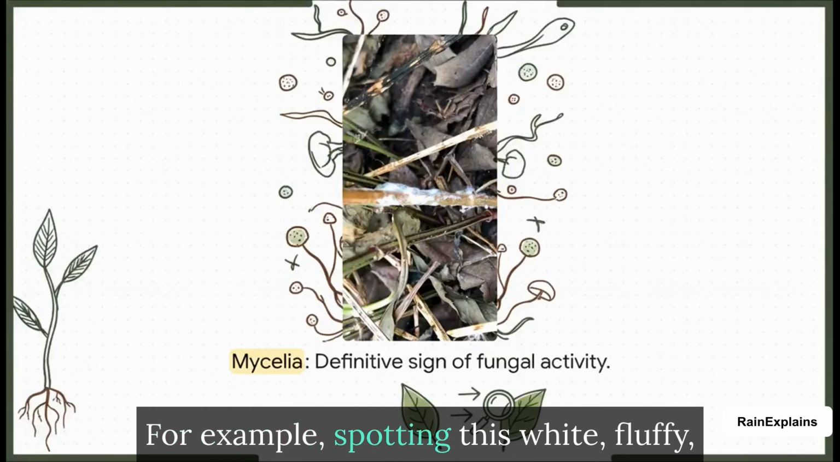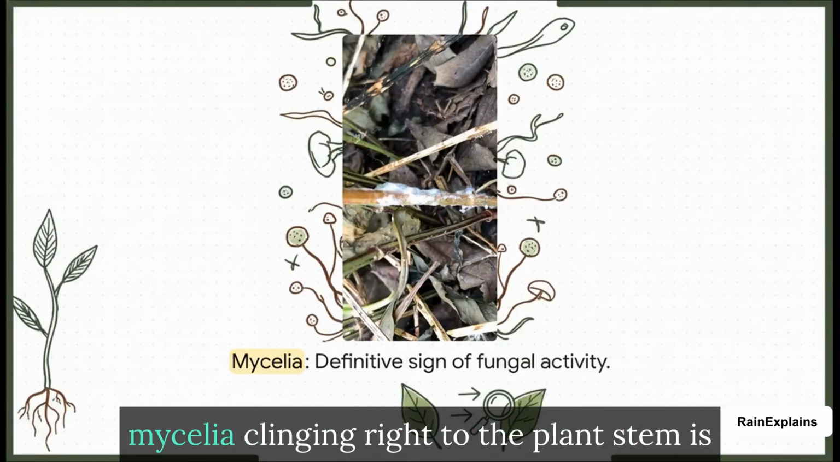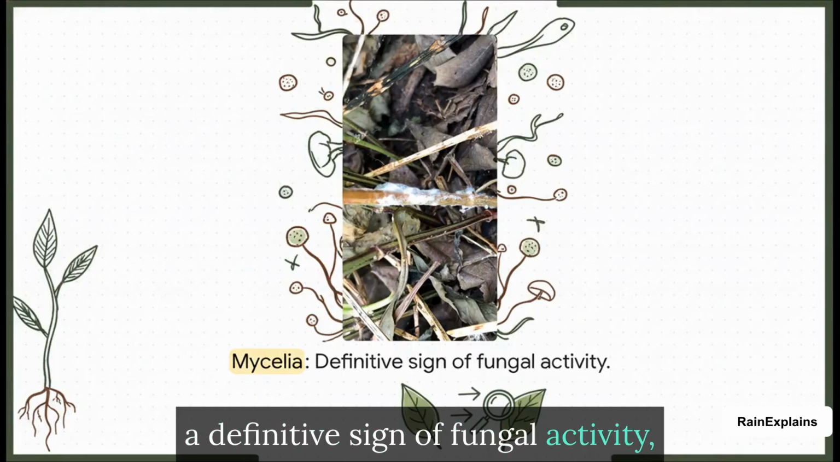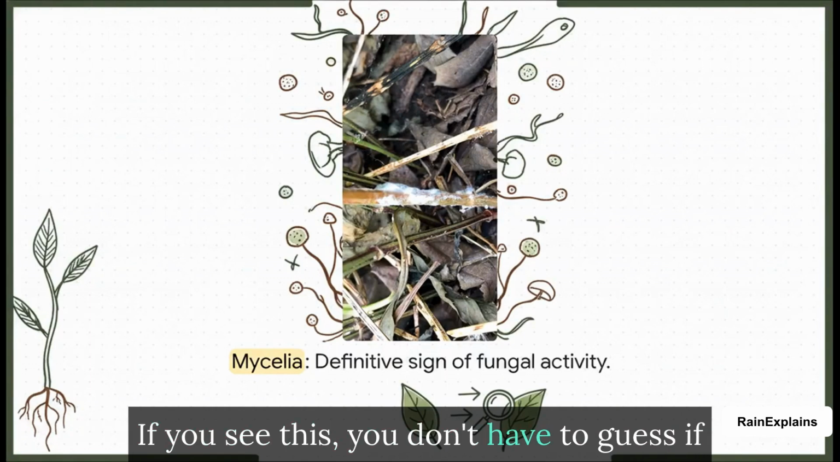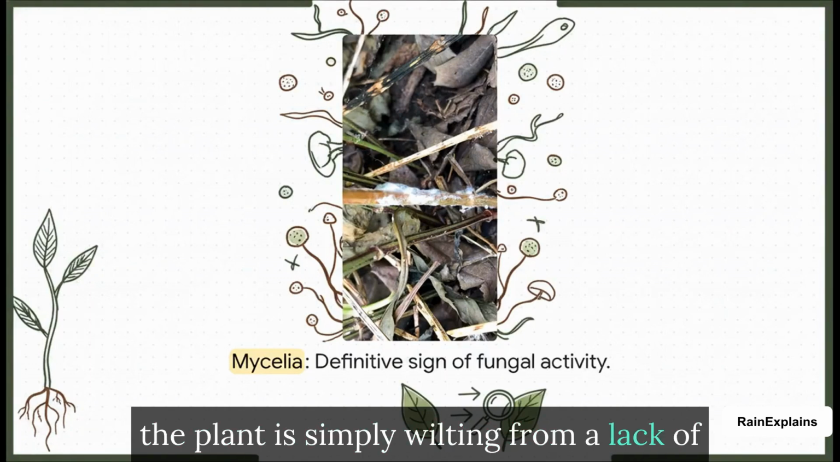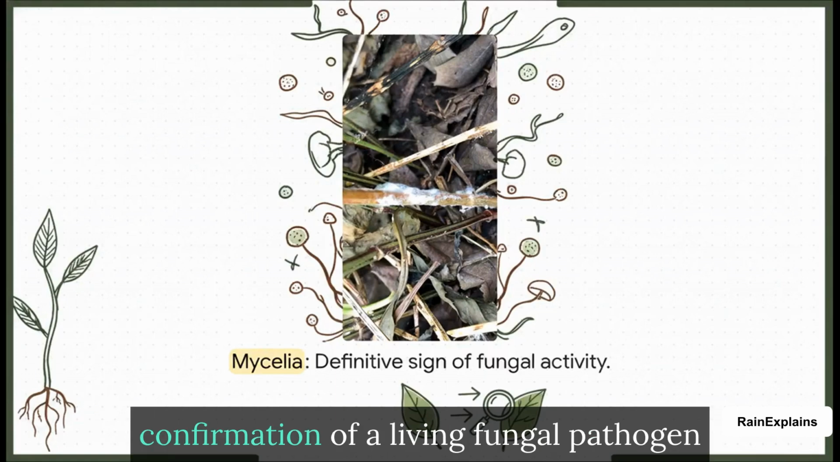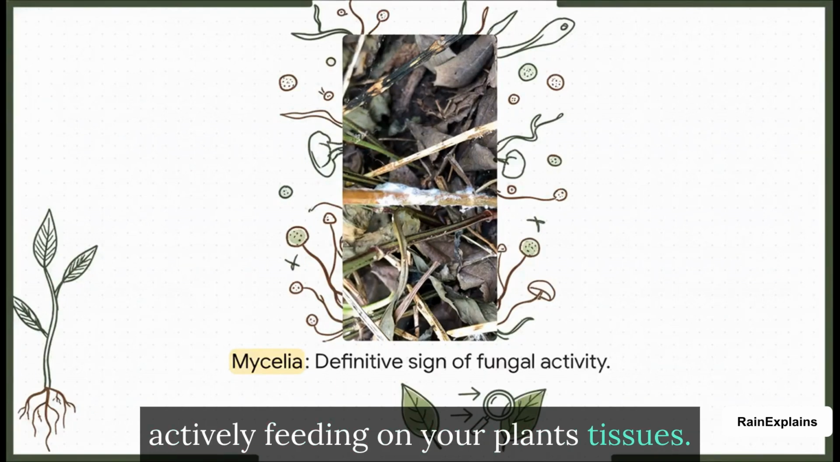For example, spotting this white, fluffy mycelia clinging right to the plant stem is a definitive sign of fungal activity, specifically something like white mold. If you see this, you don't have to guess if the plant is simply wilting from a lack of water anymore. You have visual confirmation of a living fungal pathogen actively feeding on your plant's tissues.